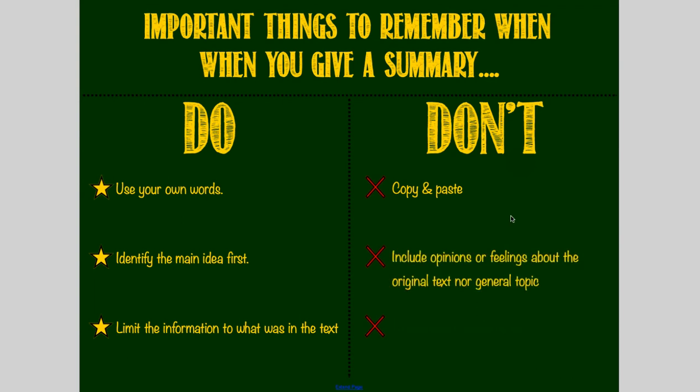Don't include opinions or feelings about the original text nor the general topic. Just keep it to what was already shared in the original. Don't insert anything else. And don't repeat every single detail. Remember the funnel. You want to take a lot of information and narrow it down.